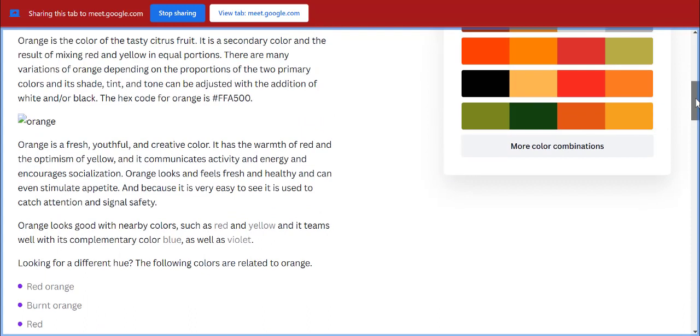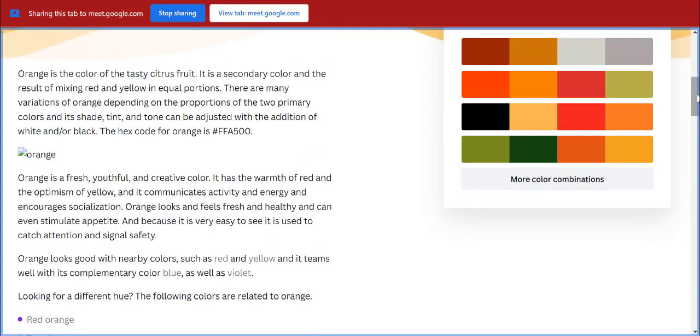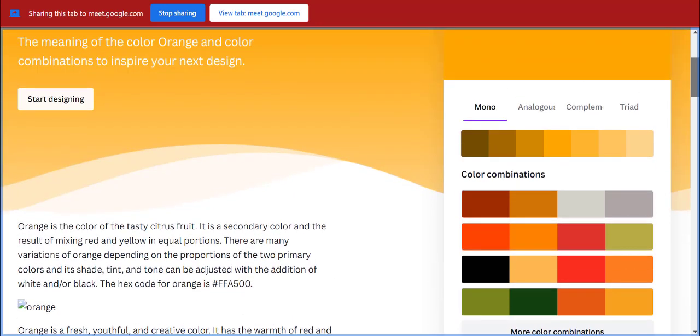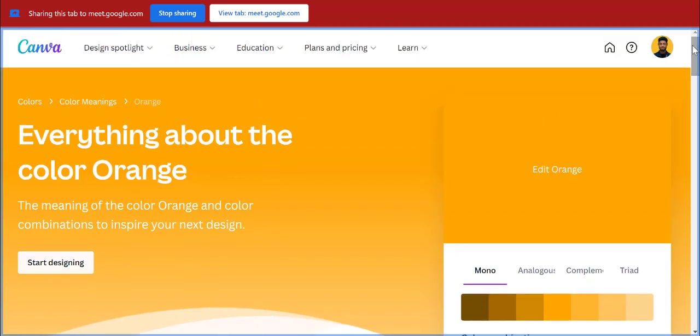For you to understand some of these meanings, just trace it down to the meanings of their primary colors. It helps. Not everything, but just some parts, just like what they said here: the warmth of red and the optimism of yellow. That's orange, right? Okay, so that's it for our secondary colors, and we move over to our tertiary colors, where we'll deal with these tertiary colors.